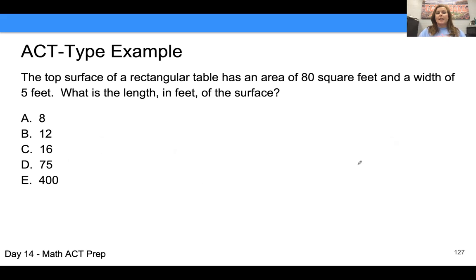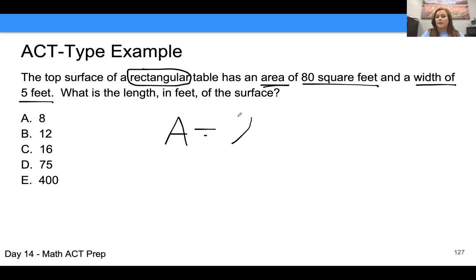So here is an ACT example. The key word here is going to be rectangular table. And then we've got area. So we have a rectangular table. It has an area of 80 square feet. So we know the area equals 80 square feet. And we have a width of 5 feet. So we're dealing with the area formula. So you know that area is equal to length times width.